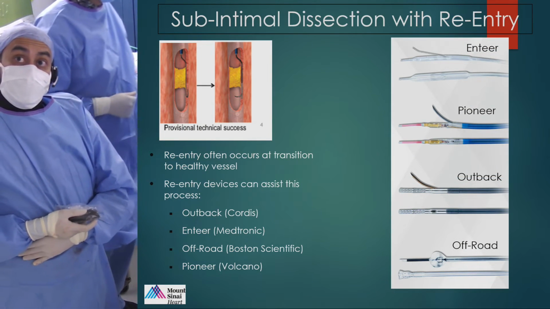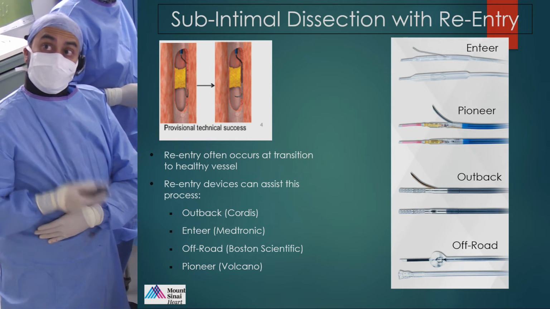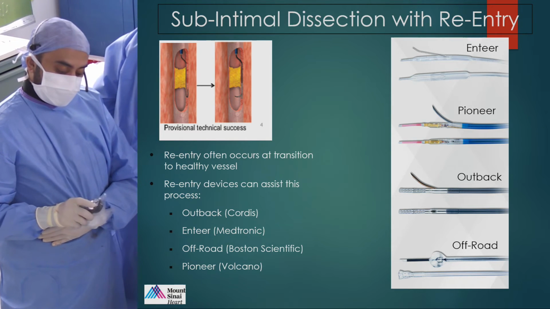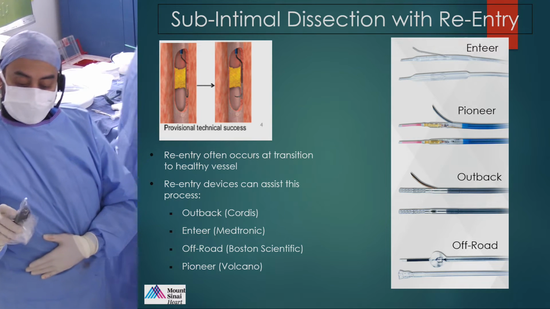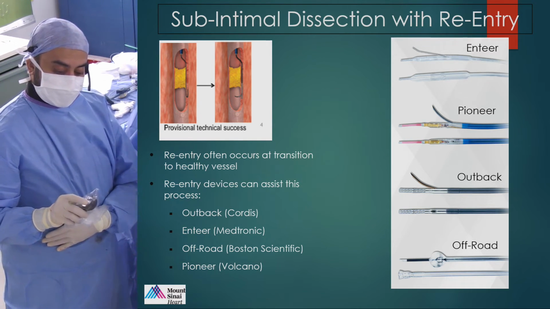In terms of the subintimal dissection reentry, we have a number of options available. As you can see on your right, there's the Outback, Pioneer, Offroad, and others. Pioneer is unique in that it utilizes IVUS as part of its structure and is useful to re-enter using an IVUS guided re-entry into the lumen.